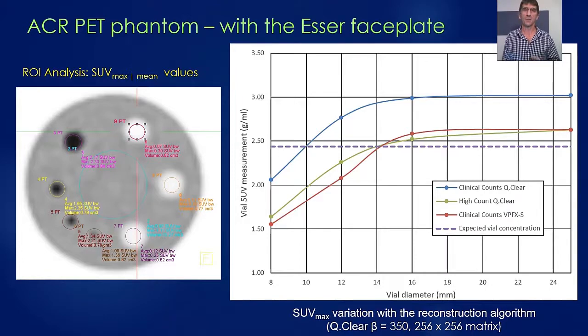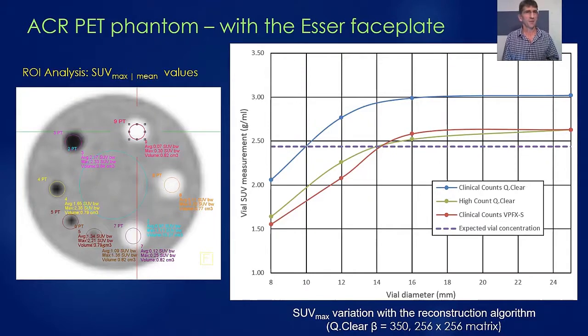I also like, though, with a new system or with new software, a new algorithm, just to be able to compare across those different cylinders or vial sizes what the numbers actually look like in terms of the recovery, in terms of their actual accuracy. And this is showing an example for a GE system comparing the Q-Clear algorithm with clinical counts using a normal reconstruction algorithm, and for a high count acquisition and an expected vial concentration there as well.